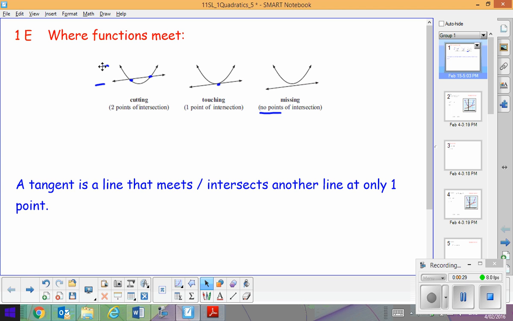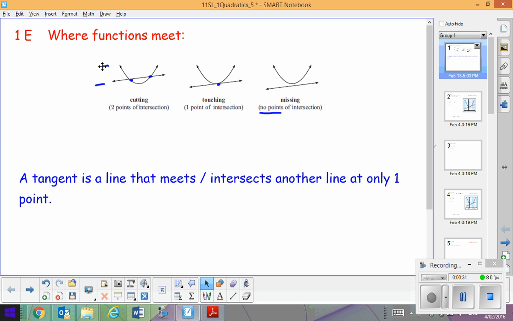The word tangent you're going to come across a lot, especially when we get to calculus, and that refers to a line which cuts another function at only 1 point. So that term tangent is an important word you start to learn. What we want to do is to be able to solve simultaneous equations like you did in year 10, where we had two linear simultaneous equations. In this scenario, we've got a quadratic and a linear. You could also have two quadratics, and that's where the questions will get harder.